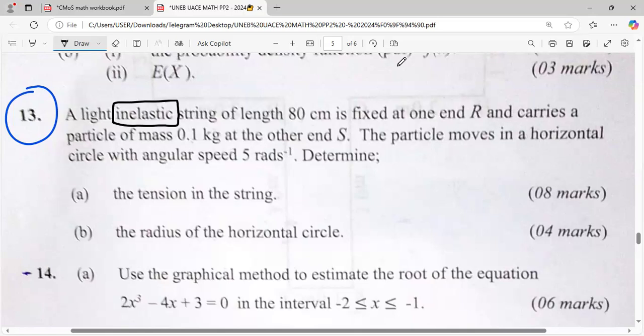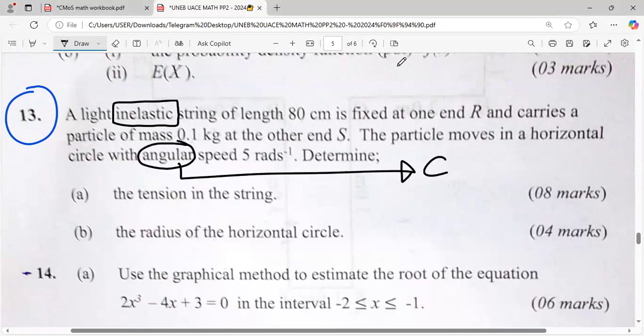It cannot be elasticity because this string is actually inelastic. They're even saying a circle. Yes, we have what we call angular speed. That one is only circular motion. Every time you see angular velocity, angular speed, it is circular motion.